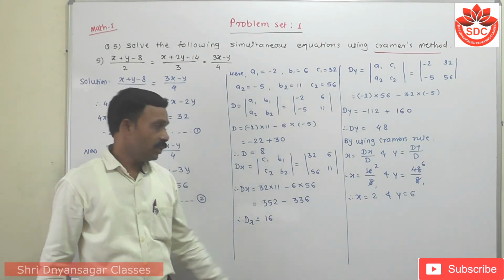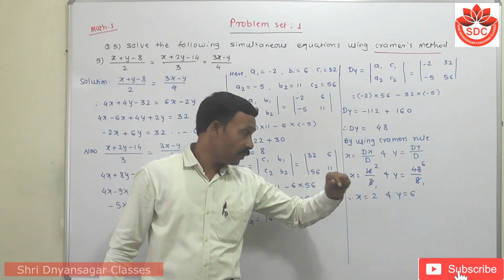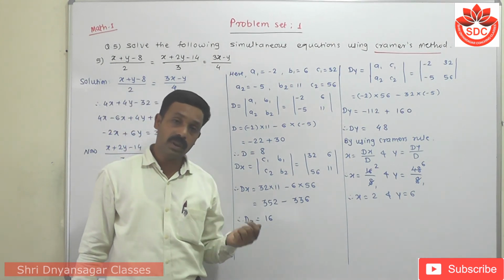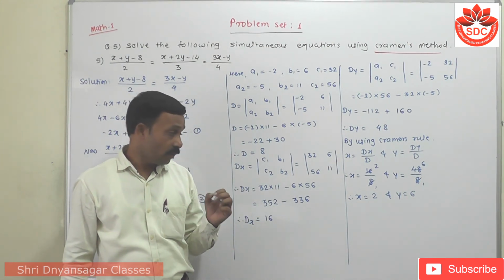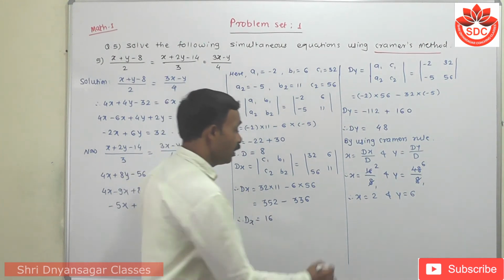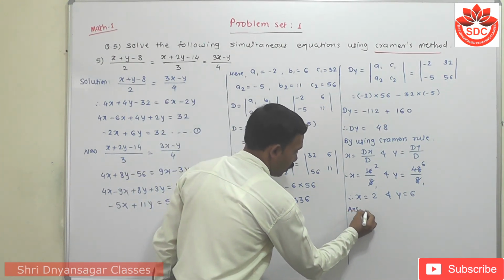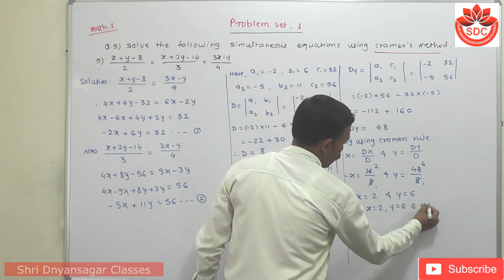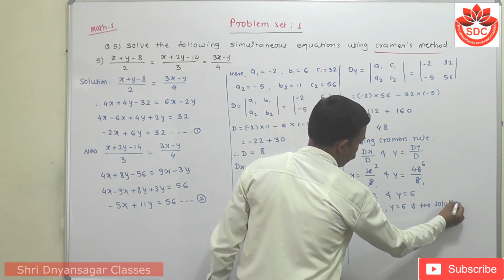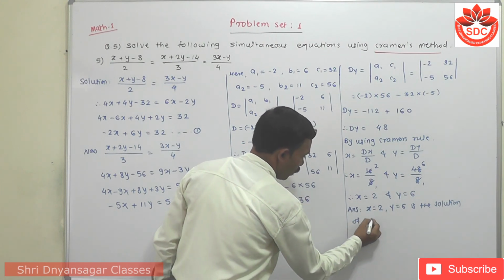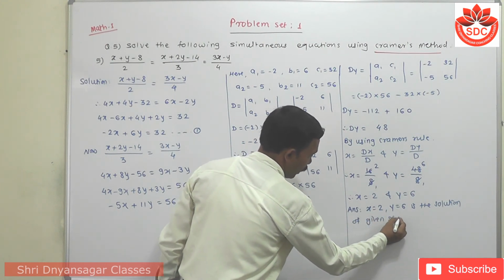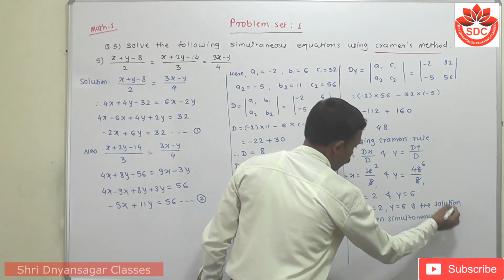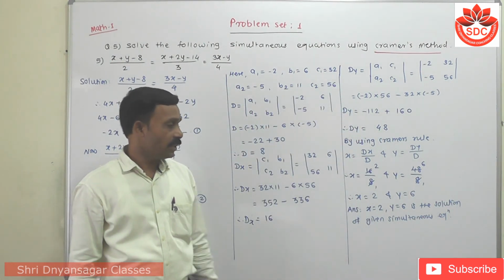This means that x is equal to 2 and y is equal to 6 satisfy the given equations. So it is the solution of the given equations. So we write the answer in a full sentence. Answer: x is equal to 2, y is equal to 6 is the solution of the given simultaneous equations by using Cramer's method.